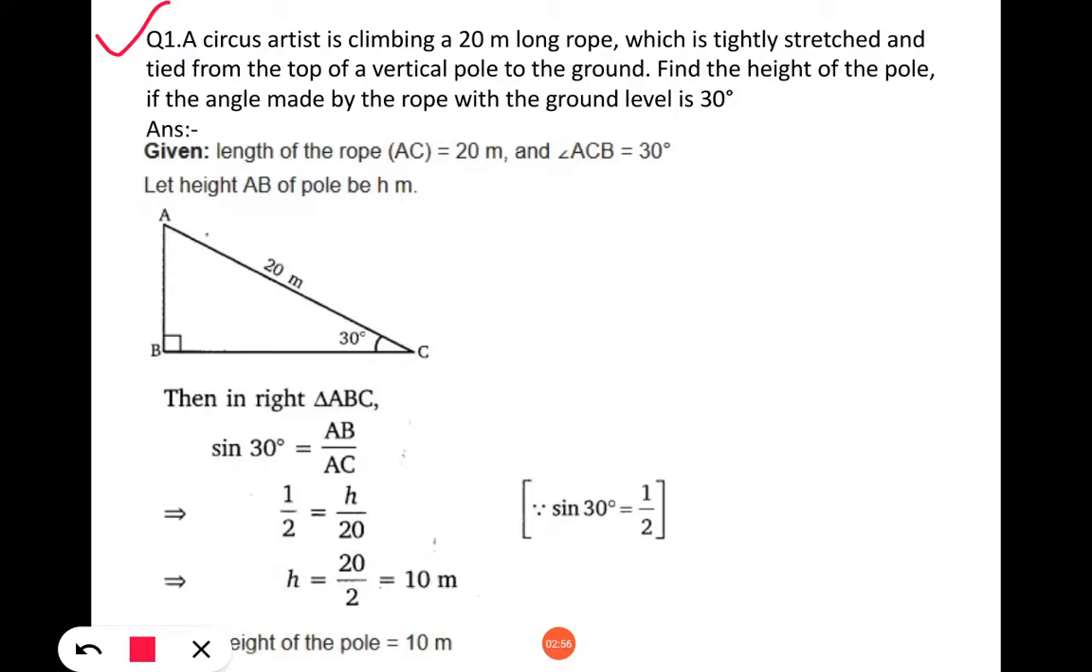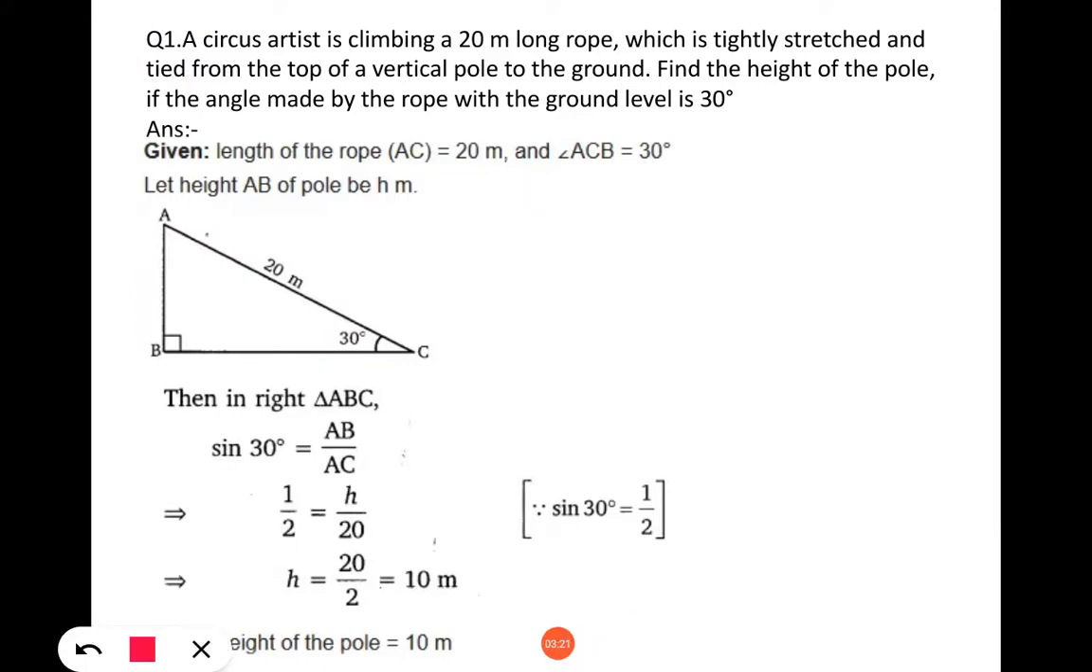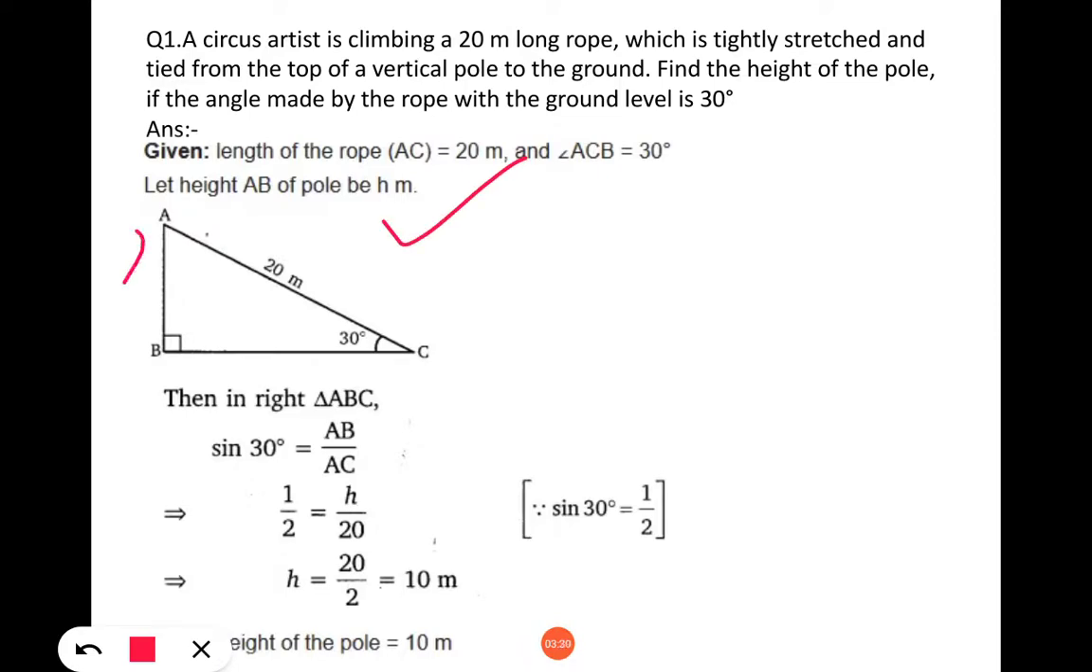So first of all we have a triangle. In this triangle, this AB is the pole and AC is a rope of length 20 meter, and the rope is making an angle 30° with the ground. So this is angle of elevation. So here we have length of rope AC 20 meter, angle ACB 30°, and let height of tower be h meter. So here we have to find the height of tower by applying trigonometric ratios.